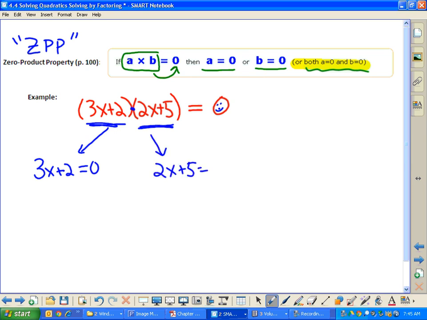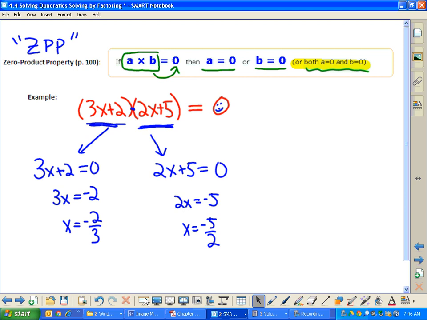And do you see how we can now use this information to help us solve for x in that equation? And now we just solve by undoing. You subtract 2 from both sides, divide both sides by 3. So one of our x values could be negative 2/3. Furthermore, on the second side here, I can subtract 5 from both sides, divide both sides by 2. Bam. Those are the 2 numbers that would make that expression on the left side equal to 0. So it's a nice illustration of our zero product property.